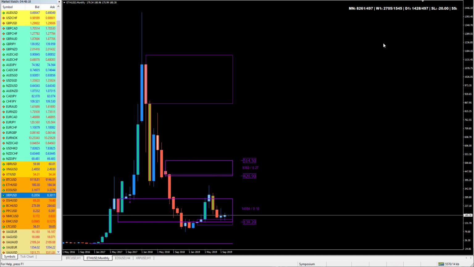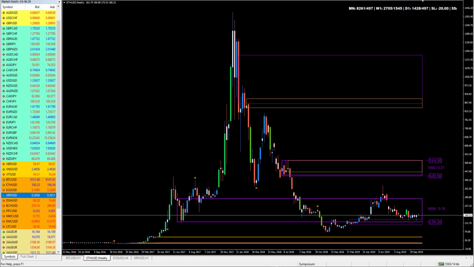$420. This is a very nice area to sell Ethereum American dollars. Is that okay? Okay, moving down to the smaller time frames, we can see this. This is just a beautiful area.